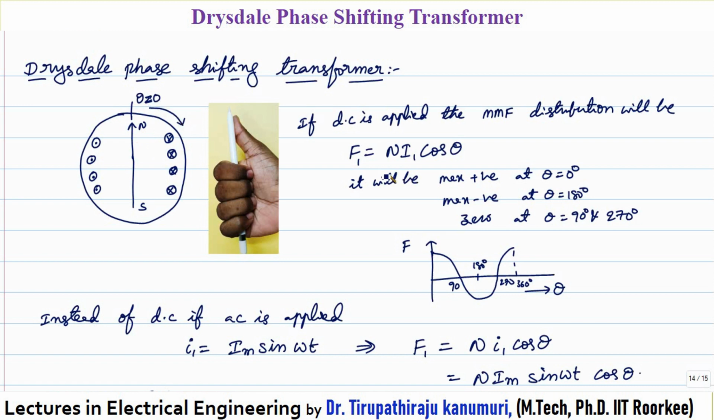Now the MMF produced by this will be maximum at this point, and MMF will be negative here because the south pole is coming. That means when theta is equal to 0 degrees the MMF will be positive maximum, and when theta is equal to 180 degrees, the MMF will be negative maximum. If you calculate the MMF in between, it will vary sinusoidally, and at this point it will be 0. Similarly, at this point also it will be 0.